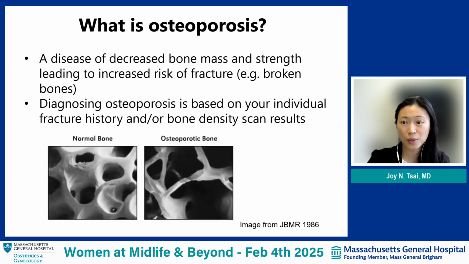So what is osteoporosis? Why do we care about having strong bones? Osteoporosis is the disease of decreased bone mass and strength, and that can lead to increased risk of fracture or breaking a bone. And diagnosing osteoporosis is based on your individual fracture history and/or your bone density scan results. Shown here is another high resolution image of bone. On the left here is normal bone. You can see it's kind of thicker. There's more bone or mineral in general. And then here on the right is an image of osteoporotic bone. There's just less mineral overall. And of the bone that you see there, it's thinner and there's less connectivity.